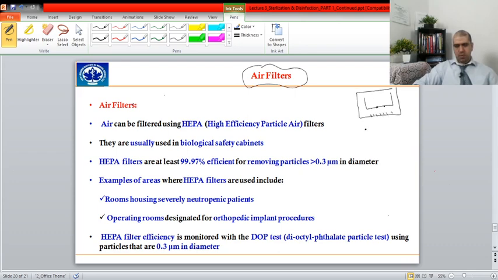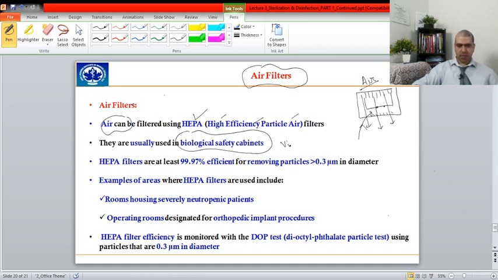Now, in order to prevent the outer air from coming inside your cabinet, air comes from the top and goes right, and it creates an air barrier. This air barrier stops outside air from entering your biosafety cabinet while you are working with microorganisms. The air, when pushed inside, should be filtered before entering the cabinet, and for this we can use a HEPA filter, which is a high efficiency particle air filter. HEPA filters are of different types, and they are usually used in biological safety cabinets while you are working with infectious microorganisms.